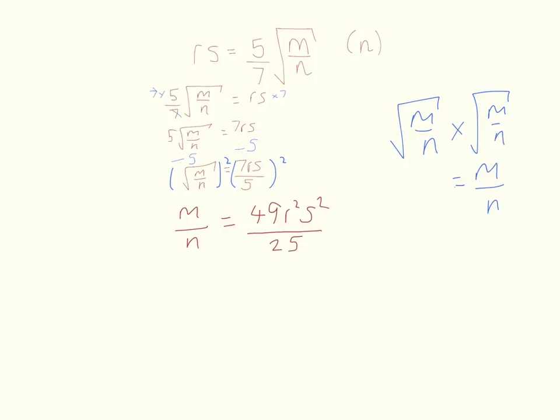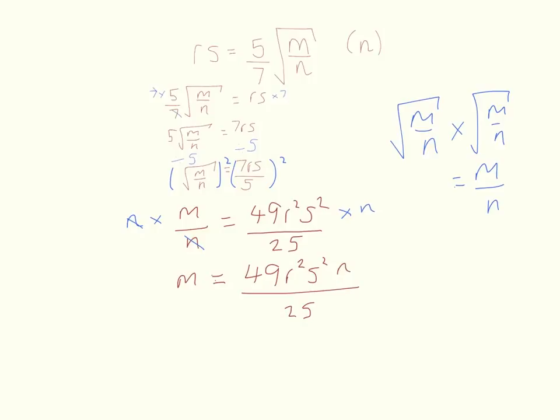Okay, so we're getting there. Ultimately, I want it to be n equals. I want n to be the subject of the formula. At the moment, n is at the bottom of a fraction. We don't want it at the bottom, so to get rid of it from the bottom, we're going to multiply both sides by n. That will leave us with m equals 49 r squared s squared n over 25.